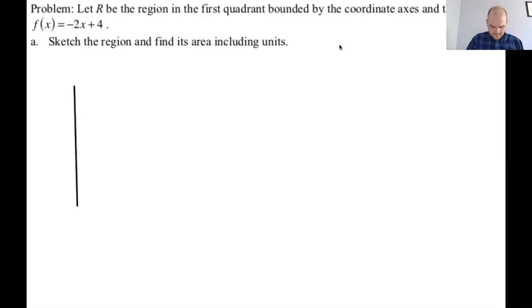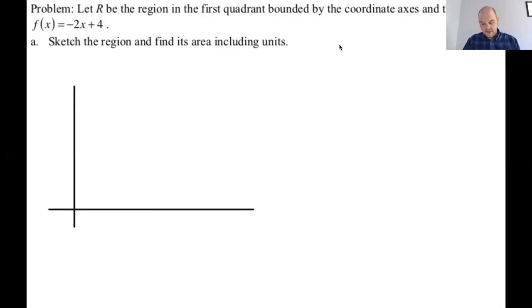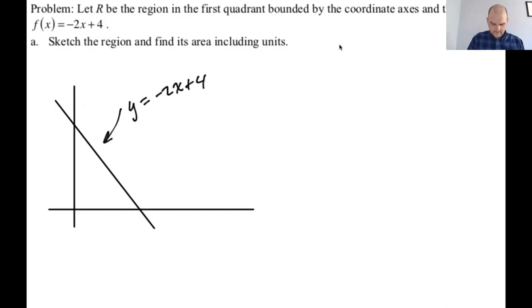So first quadrant region, I would say first quadrant regions are very common. And then I'm just going to go like, oh, don't go up there. Maybe this. All right, so this is going to be y equals negative 2x plus 4. So this would be 4. And then when x is equal to 2, you get 0. So I think I haven't screwed this up yet.